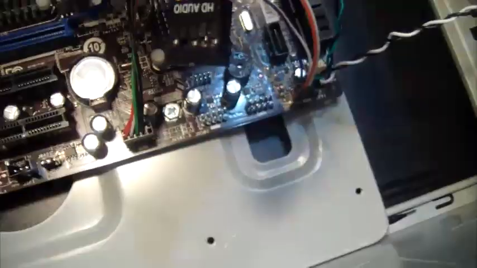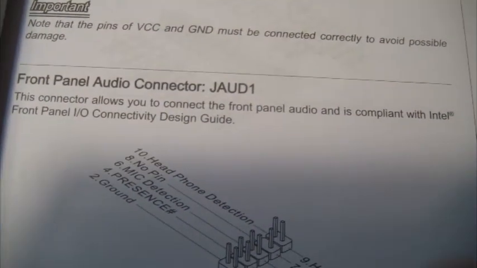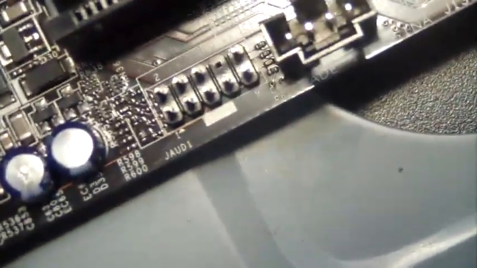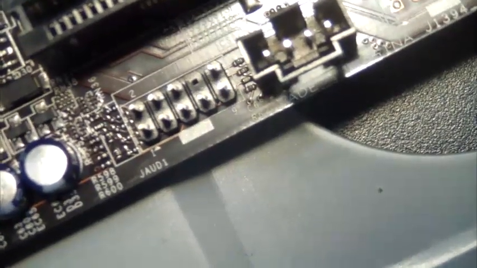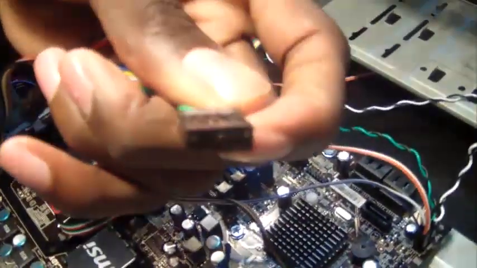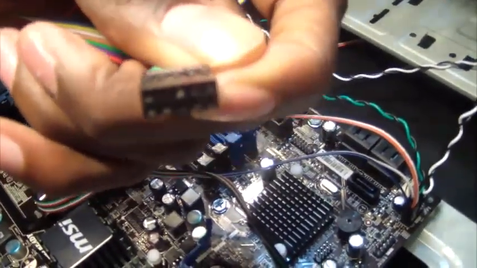For the audio, it says here, for audio, we're looking for JAUD1. You gotta look on the motherboard there. See, JAUD1. So, remember, you see the blank, you see the no pin, all right? It's pretty much set up right for it. There's no pin in here. See the no pin? So you gotta make sure everything's lined up and push it in.